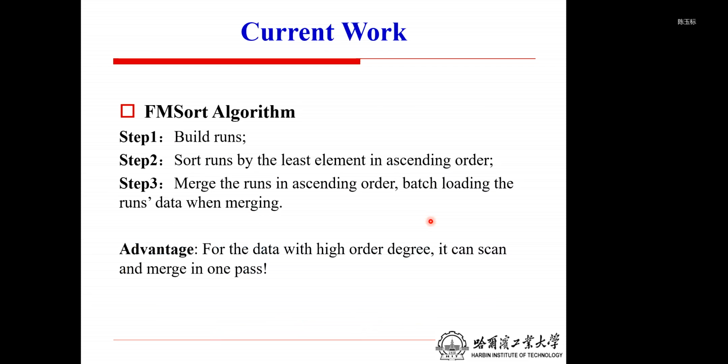As far as I know, currently there is only one work, FSSort, considering optimizing sorting using the SSD internal parallelism. Its process can be simply divided into 3 parts. Step 1, build rows. Step 2, sort rows by the last element in ascending order. Step 3, merge the rows in ascending order, batch loading the rows.